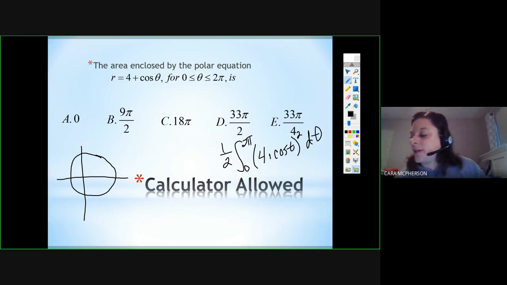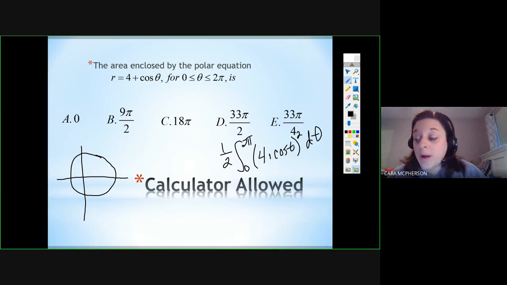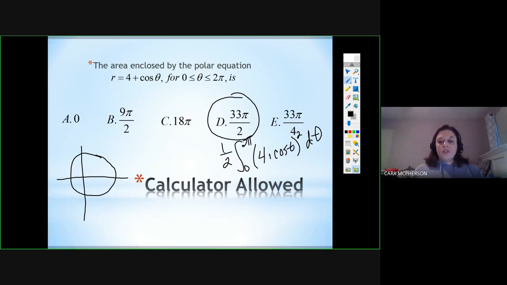And then you get a decimal answer that you'll have to convert. The decimal answer, just to make sure everybody was on the right track, is 51.836. On a test or a quiz, I have no problem with you writing 51.836. This one, they wanted you to convert that to an exact answer, and it does end up being D, 33 pi over 2. Nice.